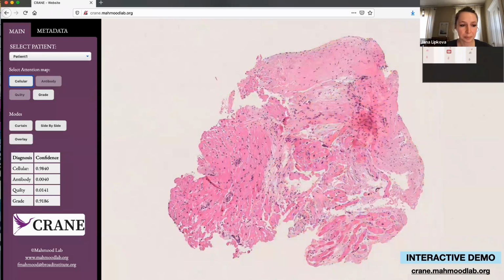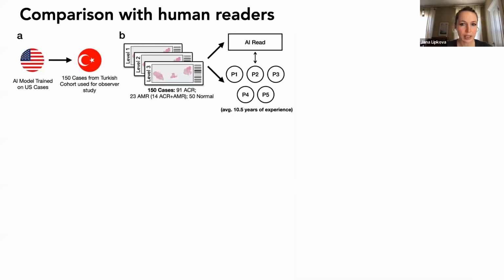Okay, that would be the demo. The next step is, we have the attention score, we have the accuracy, but the question is how useful the model is in reality. So to assess this, we would like to see how well the model performs in clinical settings and how useful it is.